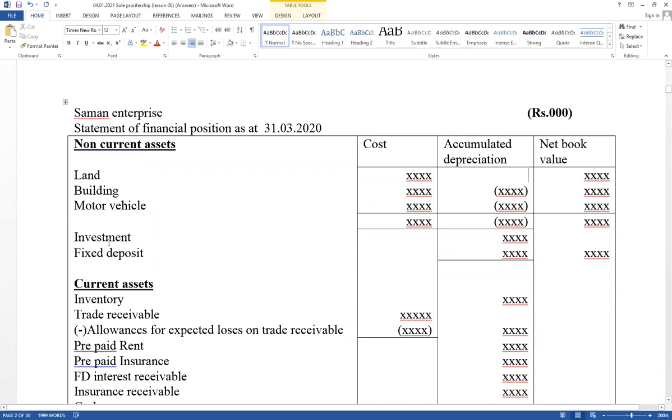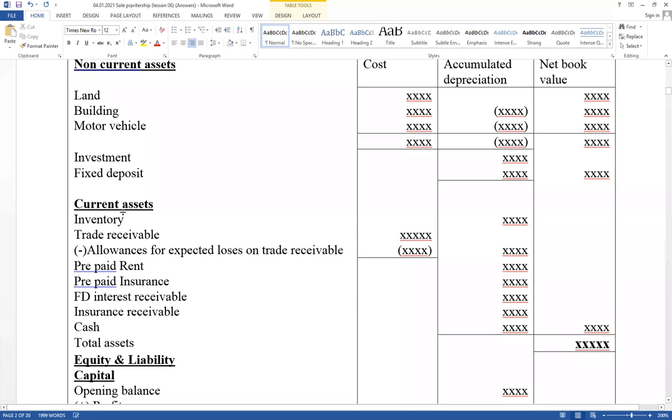As well as, if investment and fixed deposits are given, they should be included in between current and non-current assets. In the second column, value should be recorded. Then think about current assets. Inventory should be included from the beginning. After that, trade receivable, minus allowances for expected losses. It is called provision for doubtful debts.